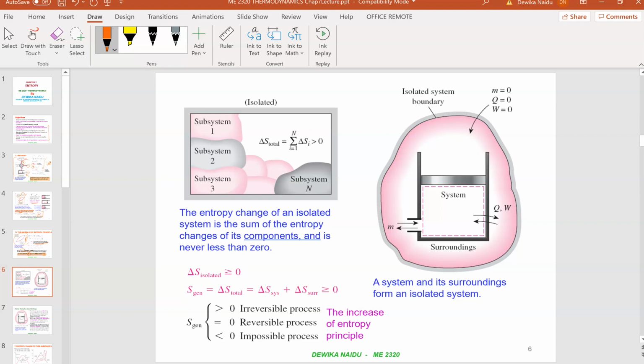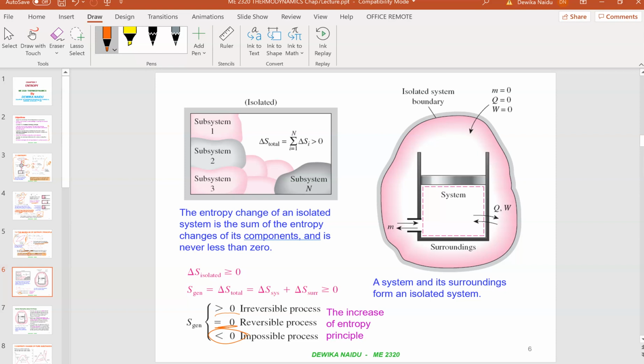So if you see here, can you see this line here? It will be greater than 0, and if equal, it's a reversible process, it's a perfect process, and if it's 0 here, it means this is actually an impossible process.